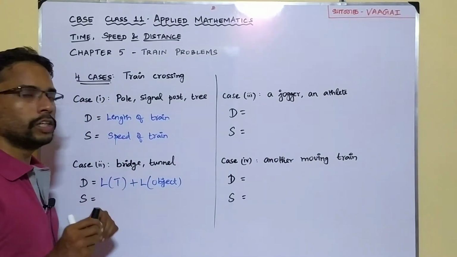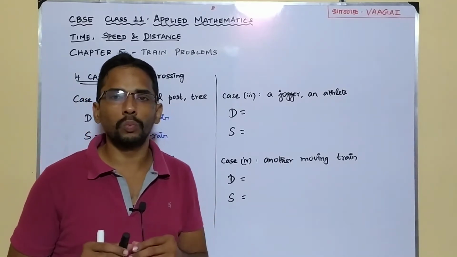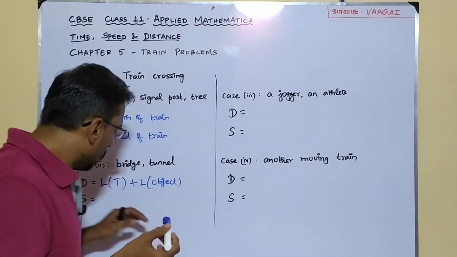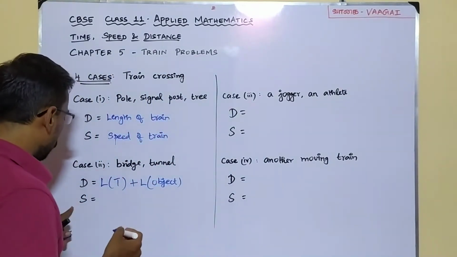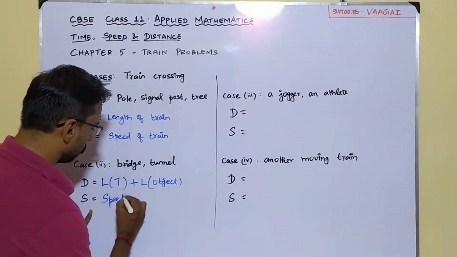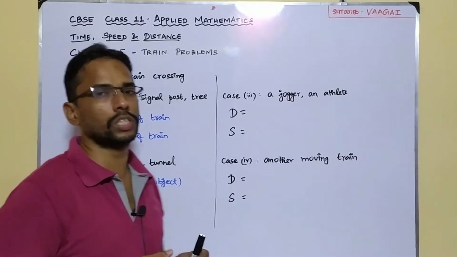And yes, coming to speed, what about speed? Here again, which object is moving? The train is the only object which is moving, is it or not? So in that case, here again we should consider speed of the train only. So speed is equal to speed of the train. Okay, yes, I hope this case 2 is clear to you.